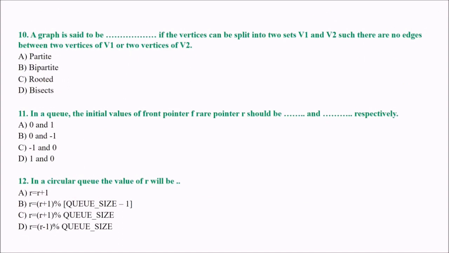Next is, a graph is said to be dash if the vertices can be split into two sets of vertices, V1 and V2, such that there are no edges between two vertices of V1 or between two vertices of V2. So what can be the answer? These are the options for you. The answer is bipartite. A graph is said to be bipartite if the vertices can be split into two sets V1 and V2 such that there are no edges between two vertices of V1 or two vertices of V2.